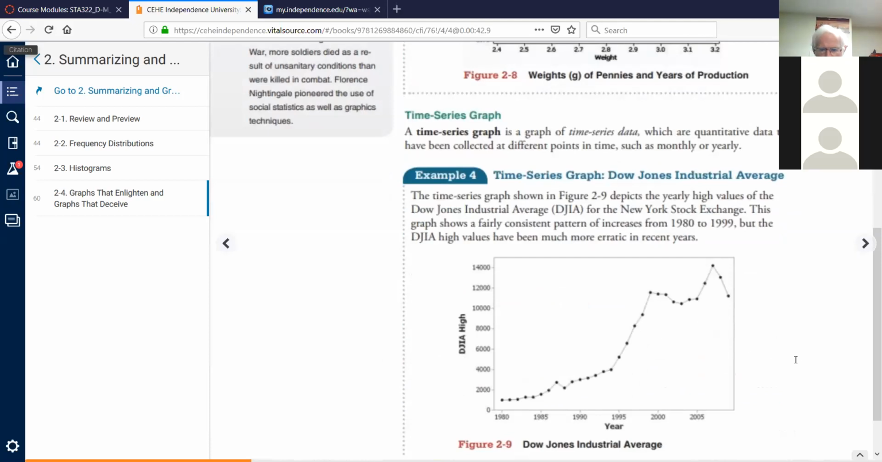Time series graphs are real common. We see this. Here's one of our favorites, the Dow Jones Industrial Average from 1980 at a little bit under 1,000, to 1999.